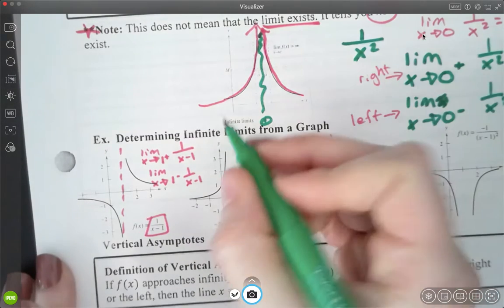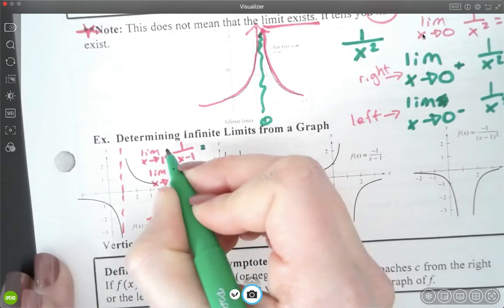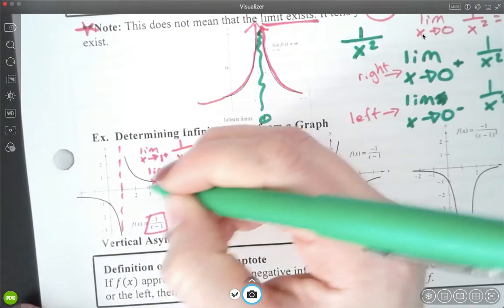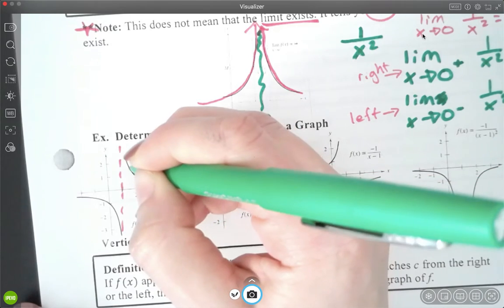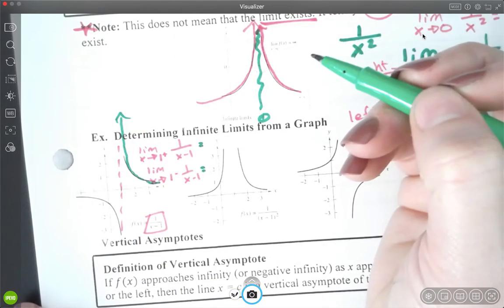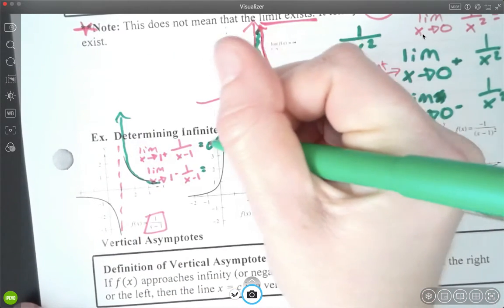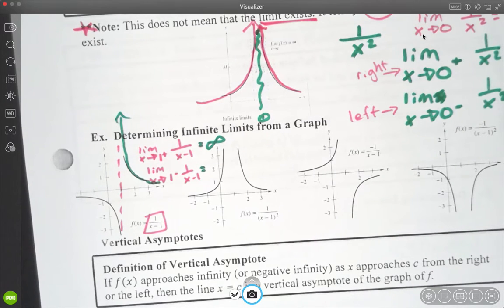Okay, so 1 from the plus means from the right. So as it's coming in from the right side of 1, what's it going toward? It's going toward infinity. It's going up and up and up forever, right? Okay, what about from the left side?